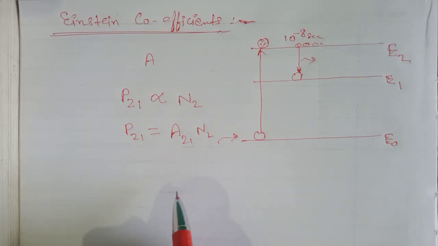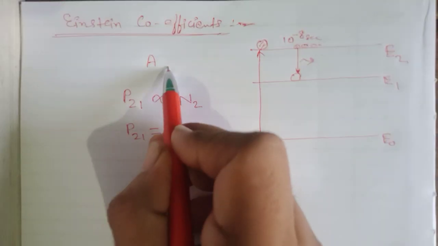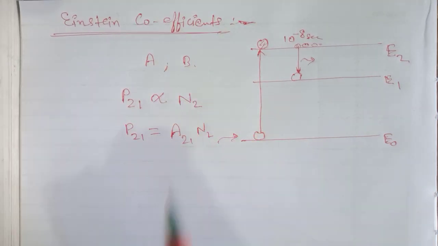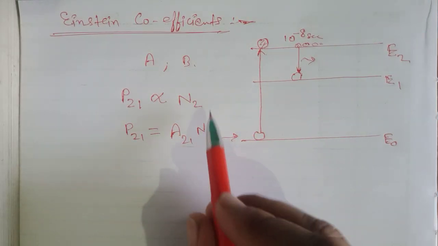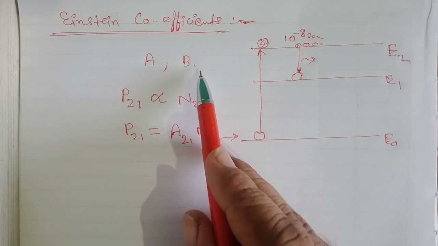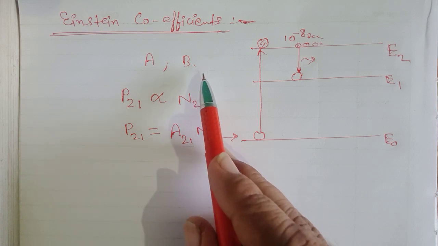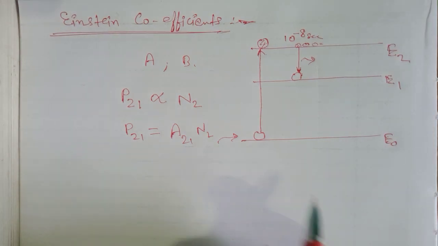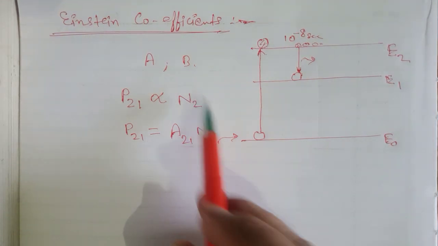And another one is Einstein's coefficient B also. B is also called the Einstein's coefficient of rate of absorption or rate of induced emission.